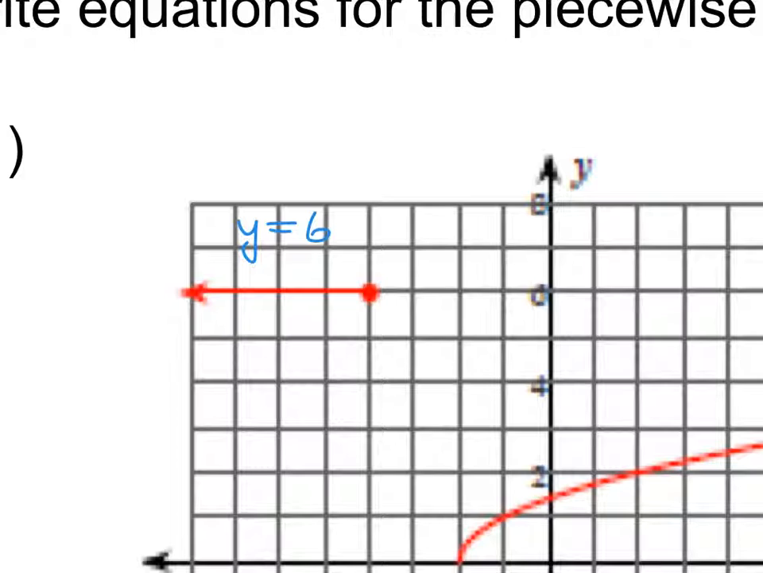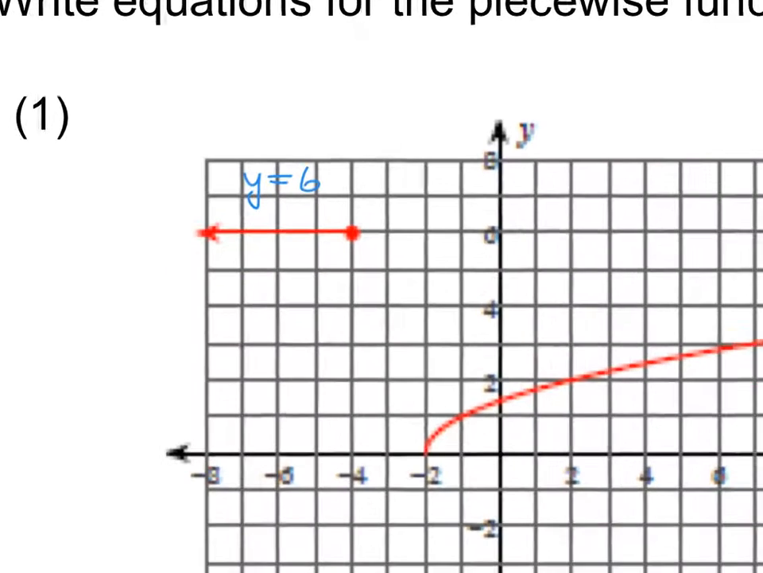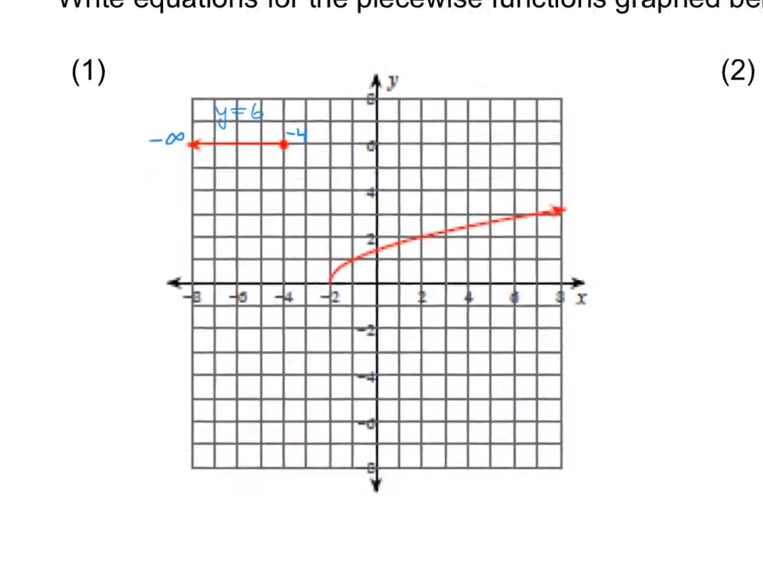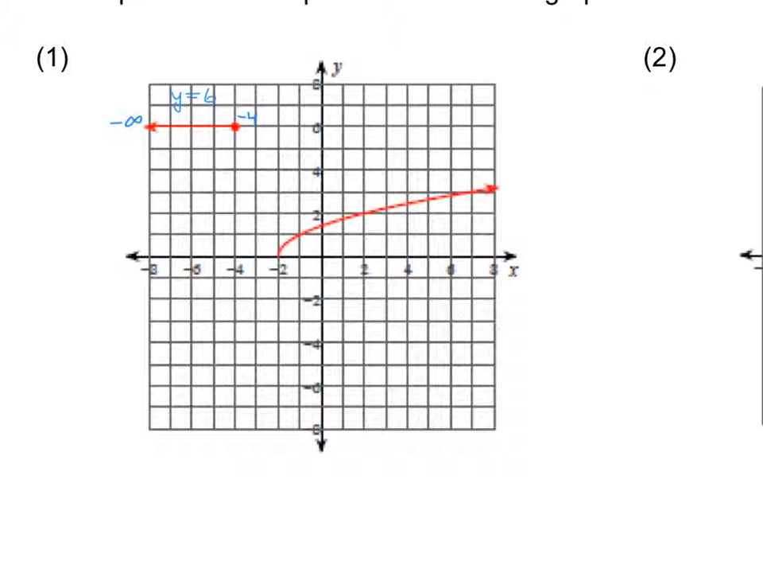All right? So whether you want to indicate the domain now or later is up to you, but you should have it in mind that it's going from negative infinity to negative 4. And that'll work its way into the piecewise later on. Then you want to look at this one and try to identify what parent function it most closely resembles.